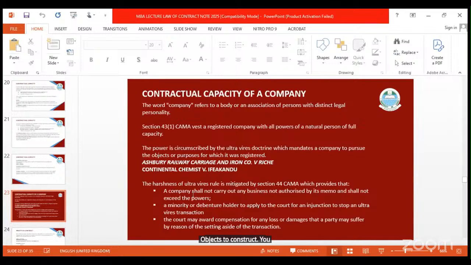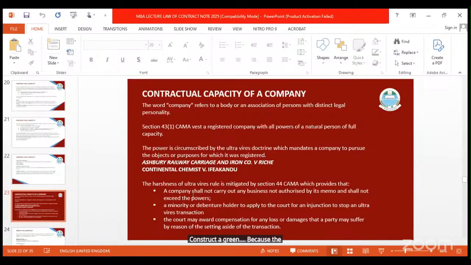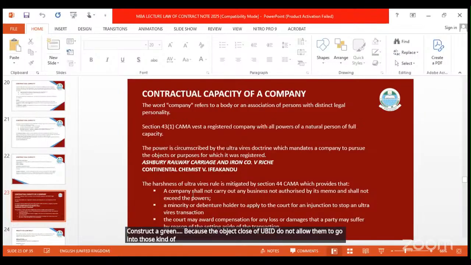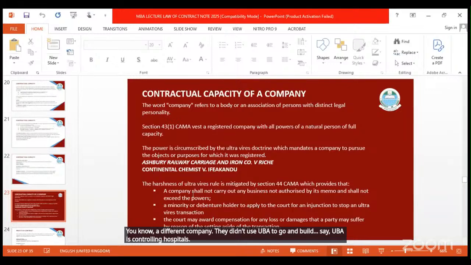UBA cannot be involved in the construction of a bridge. That's why you never hear that they're giving UBA a contract to construct a bridge, because the object clause of UBA did not allow them to go into those kinds of contracts. Even the owner of UBA, Tony Elumelu, whose wife is a medical doctor, is going to build a very fantastic hospital in Surulere or so. They used a different company; they didn't use UBA to build it, because constructing hospitals is not in the object clause.